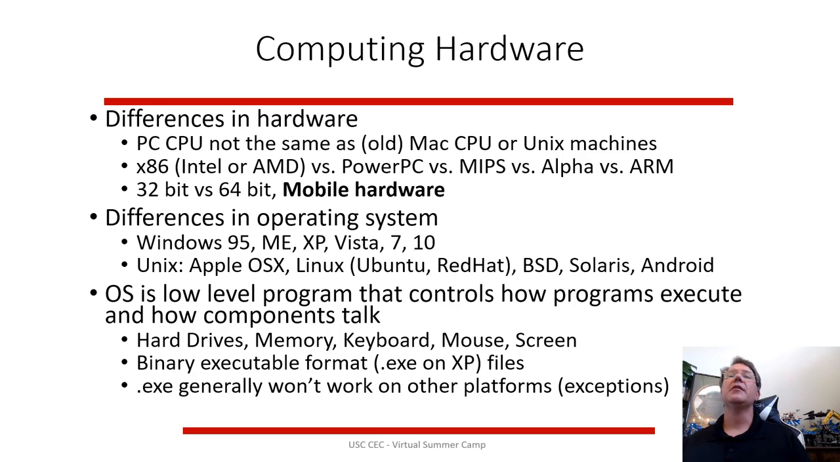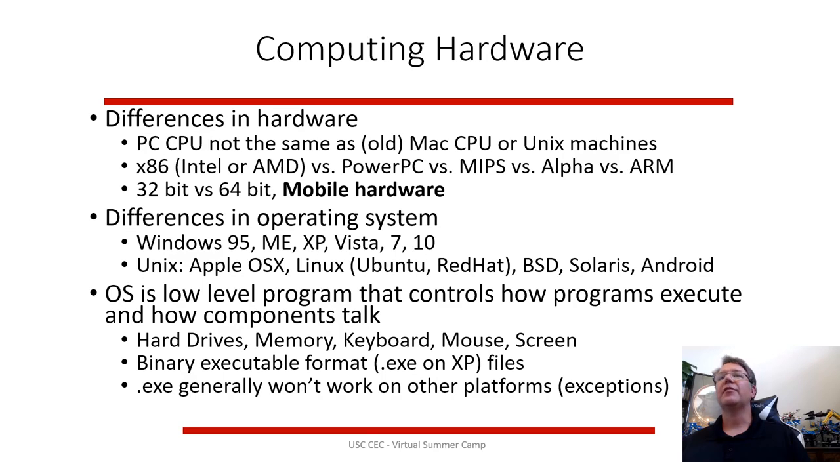There are differences in hardware. A PC is not the same as old Macs or Unix machines. They were totally different. You couldn't run programs on each one. These days, there's a lot more overlap. A PC and a Mac these days run on the same hardware, and a lot of Unix machines run on the same kind of hardware, same kind of chip. The biggest difference in chips these days is between desktop, laptop, and mobile hardware. They are very different.